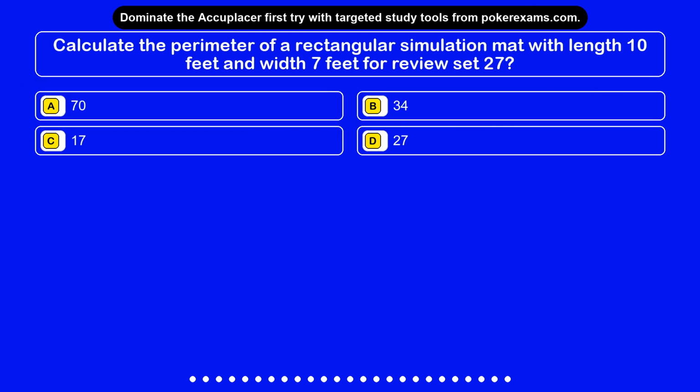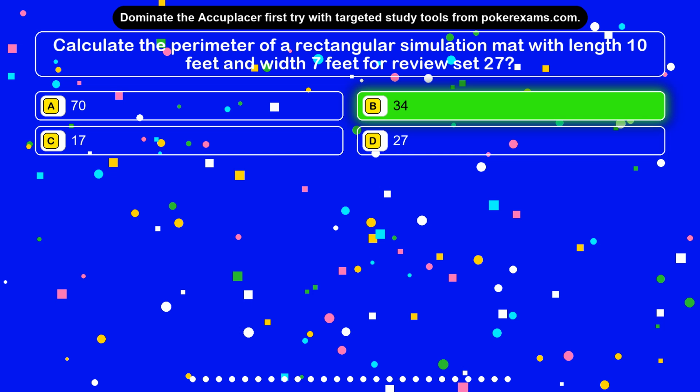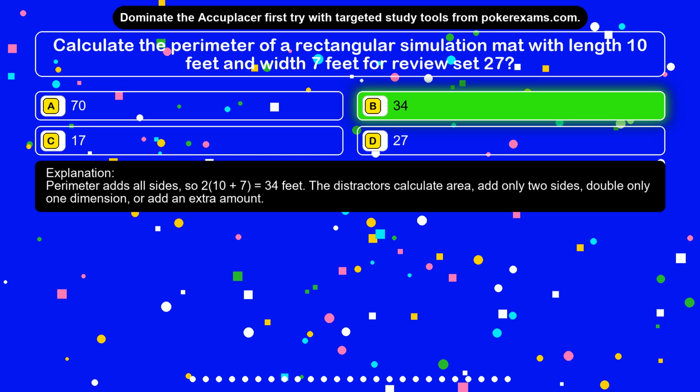Question 12. Calculate the perimeter of a rectangular simulation mat with length 10 feet and width 7 feet for review set 27. Option A, 70. Option B, 34. Option C, 17. Option D, 27. The correct answer is option B, 34. Perimeter adds all sides, so 2 times 10 plus 7 equals 34 feet. The distractors calculate area, add only 2 sides, double only one dimension, or add an extra amount.